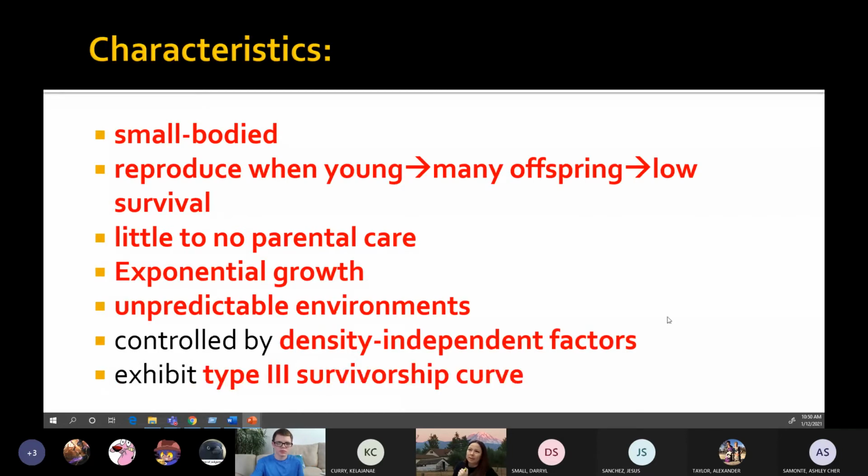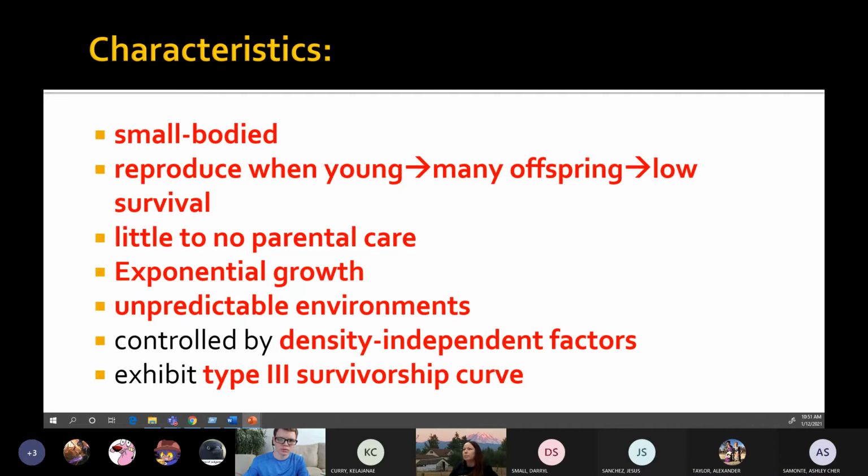All right, some characteristics of an R-selected species. Small body. A really stereotypical example is fruit flies. I swear to God, it's not real, I'm exaggerating, they make millions of babies and then they die 48 hours right after they're born, or 72. So I always think of bugs when I think of R-selected. They reproduce when they're young, have a ton of offspring, and a very low survival rate of those offspring.